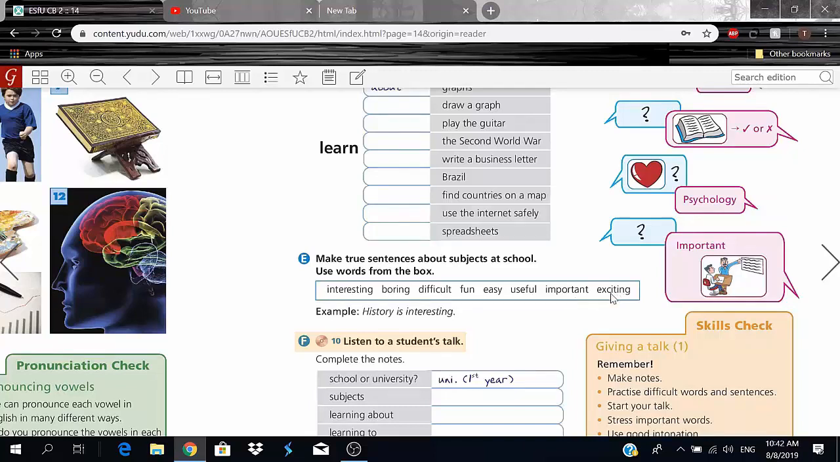You see what I'm talking about, you guys? Now, do this on your own. Write your own subjects, your own experience at school, and then let's move on, okay?